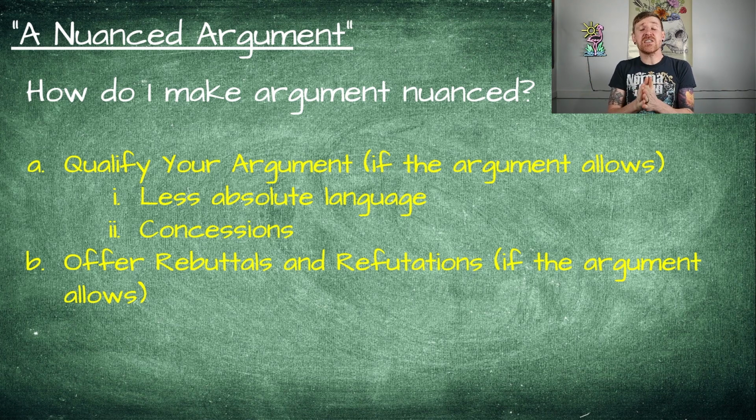So once again, this is not a checklist where you do all of these things. You need to say, which ones of these tips can I apply given the circumstance that's right in front of me? The next thing you could do to make an argument nuanced is to offer rebuttals and refutations, once again, if the argument allows. Some arguments don't have any space for refutations or rebuttals. That's okay.